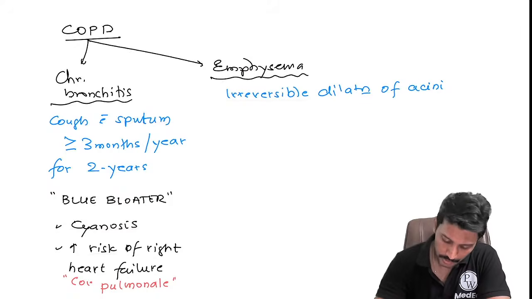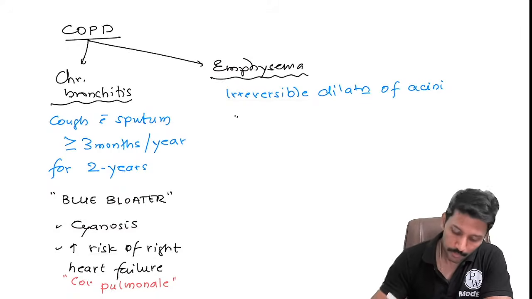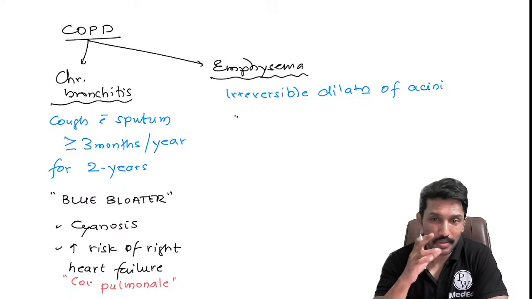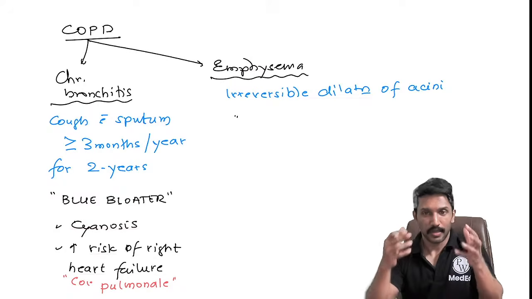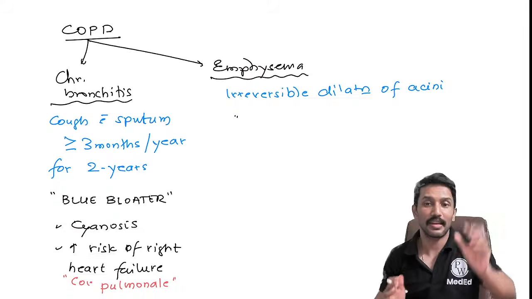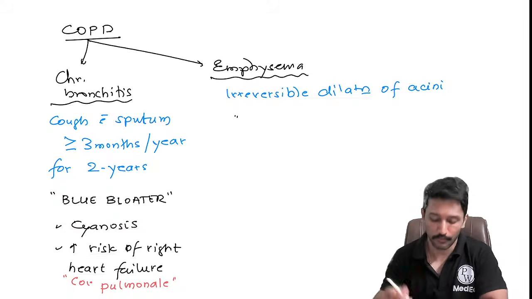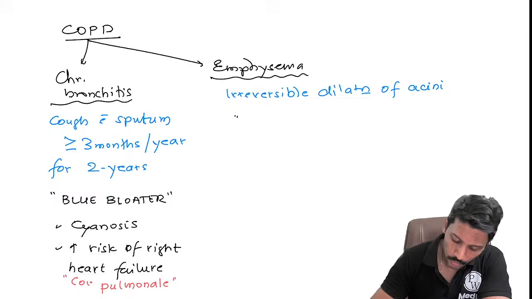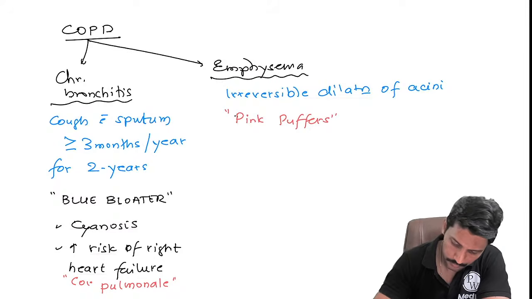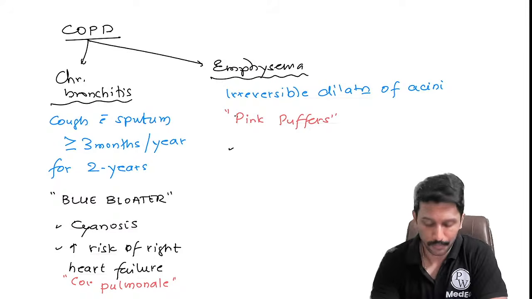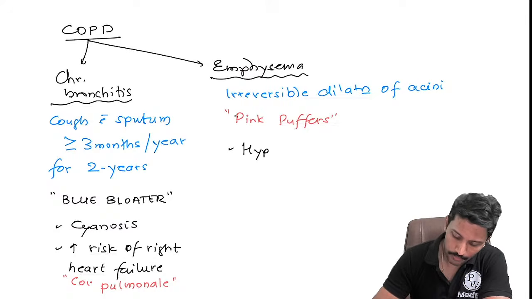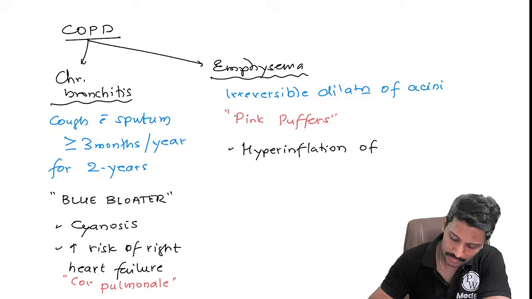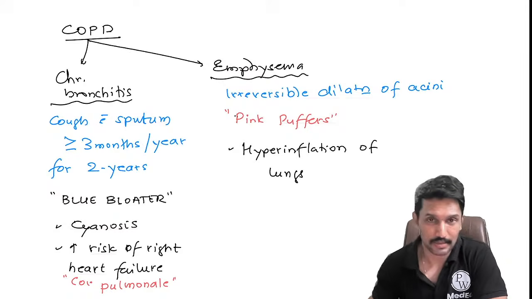Okay. Emphysema patients don't have much of cough. They don't have sputum production. What is their problem? The acini are irreversibly dilated. Air can come in, but we can't send the air out. So because of that, there will be hyperinflation of the lungs. So they don't have cyanosis. So we call them as pink puffers, because there is no cyanosis here. There will be hyperinflation of lungs, and this hyperinflation of lungs results in some peculiar findings.